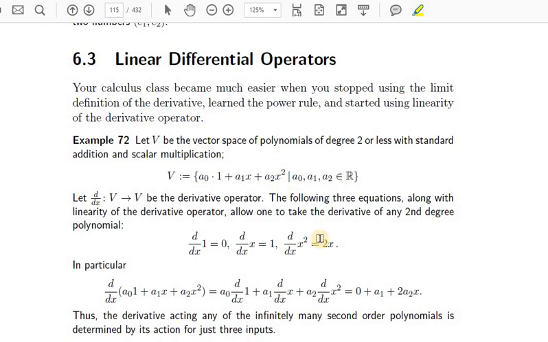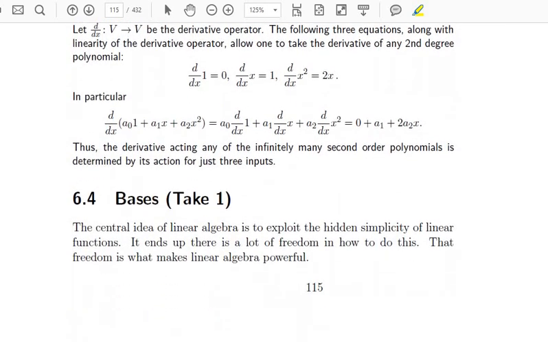So we can write the derivative of an arbitrary element of this vector space by using the linearity property. We're basically distributing the d/dx, and we get a0 d/dx of 1 plus a1 d/dx of x plus a2 d/dx of x squared. We just plug in the values that we obtained up here, and we get this expression. So we now know the derivative of any second-order polynomial from this expression. And in fact, you can represent this as a matrix, which we'll see later.